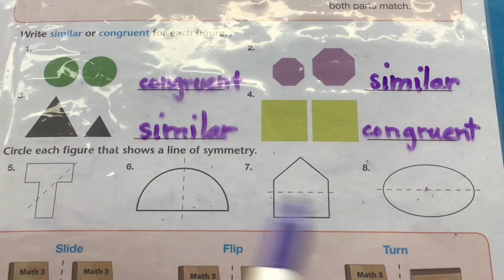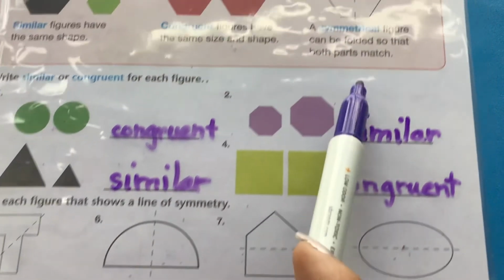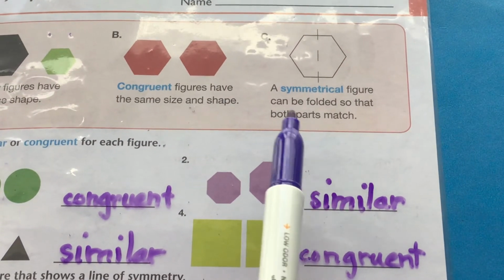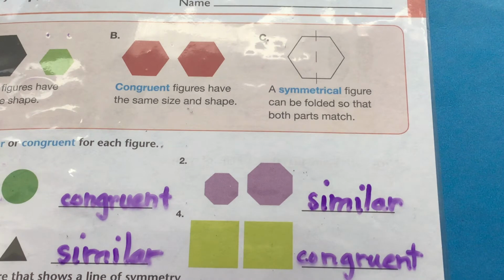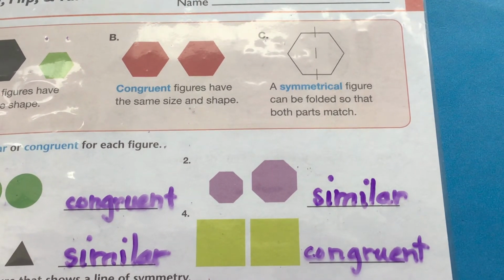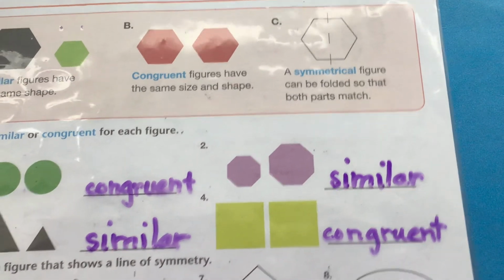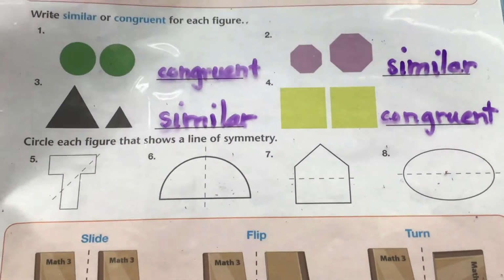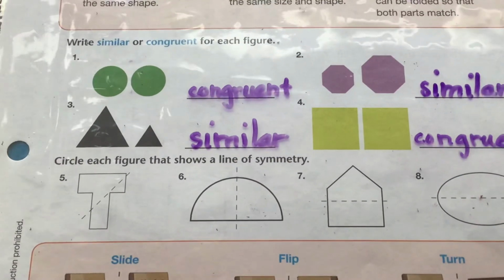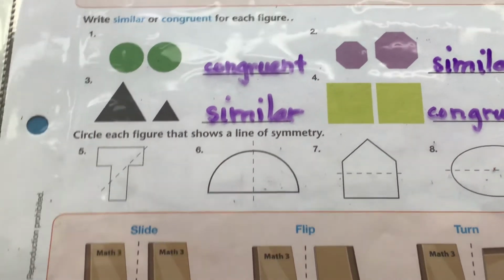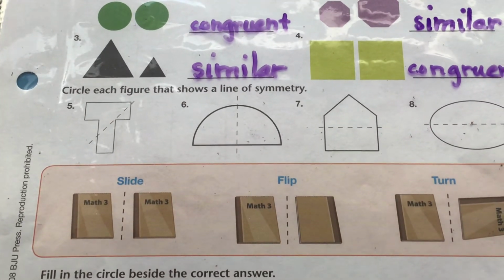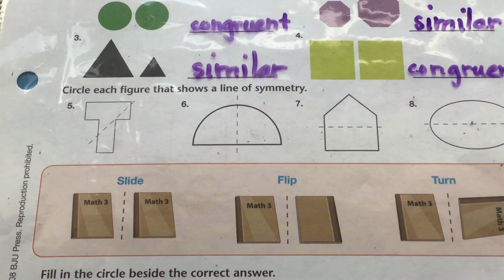In numbers 5 through 8 here, we're looking at something called symmetry, or the line of symmetry. So if I go back up to the red box here, it says a symmetrical figure can be folded so that both parts match. And the line upon which you could fold them, that is called the line of symmetry. So this can be really hard. Some of you, your visual skills are some of your stronger skill set, and so you're able to really visualize what would happen. Others of you, this is a little bit harder, and that's okay. Remember, we're developing these skills.